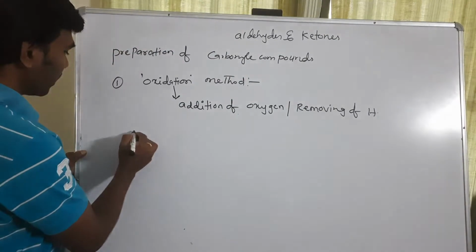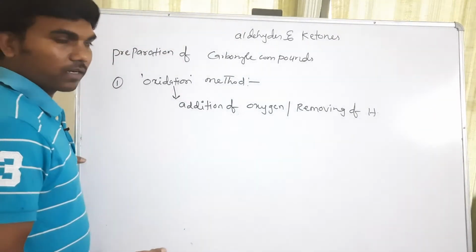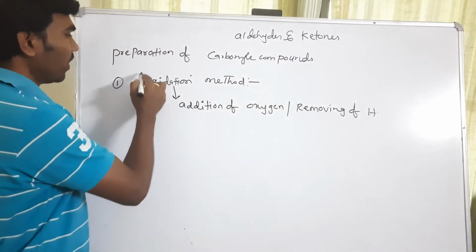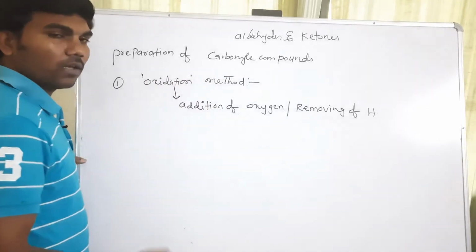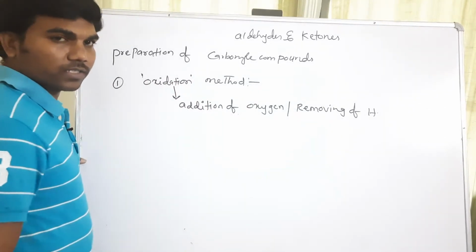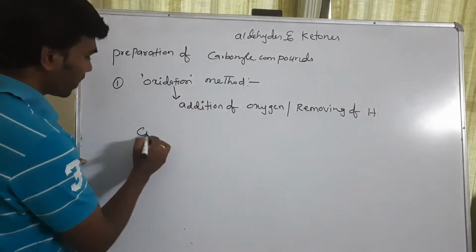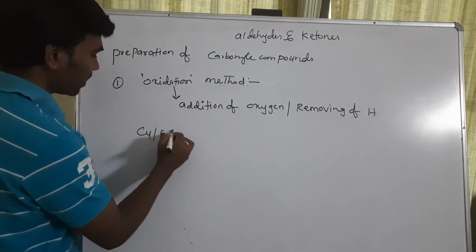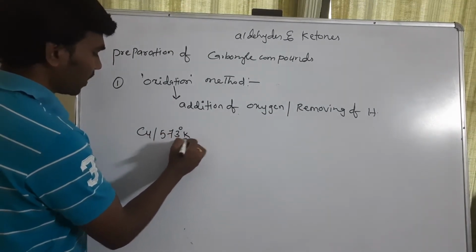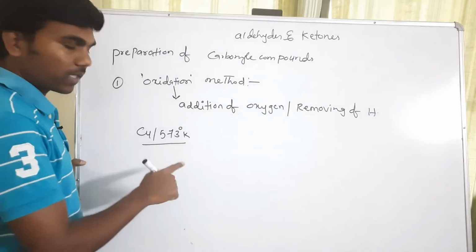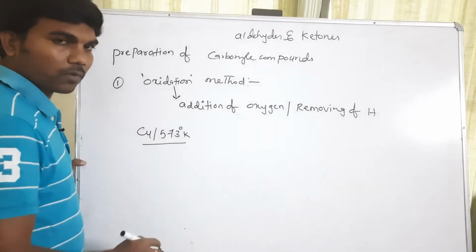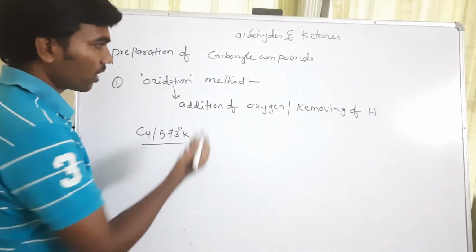So here there are different types of reagents. The reagent which is helpful for oxidation, we call it an oxidizing agent. In that, the first one I am taking is copper at 573 degrees centigrade. Alcohol at 573 degrees centigrade in presence of copper is going to form carbonyl compounds.